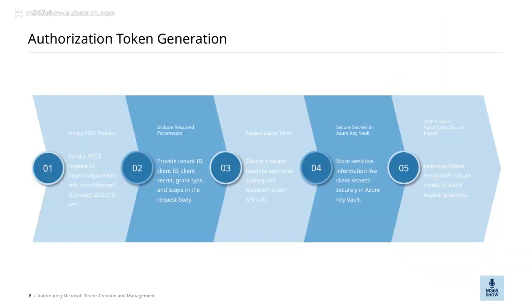Let's now look at how we generate an authorization token, which is a critical step in automating Microsoft Teams creation and management. First, we need to send a POST request to the Microsoft login endpoint at login.microsoft.com, replacing tenant ID with our specific tenant ID. This request is what allows us to authenticate and obtain access. In this request, we provide essential information in the body, including the tenant ID, client secret, grant type, and scope.